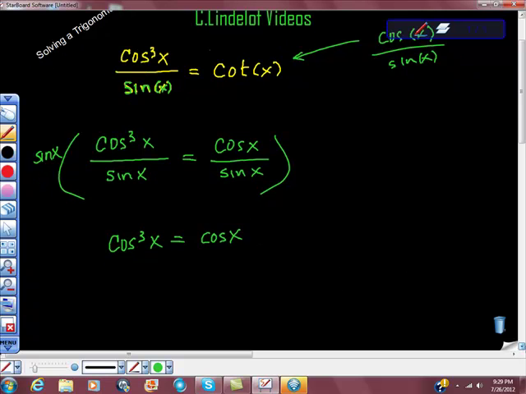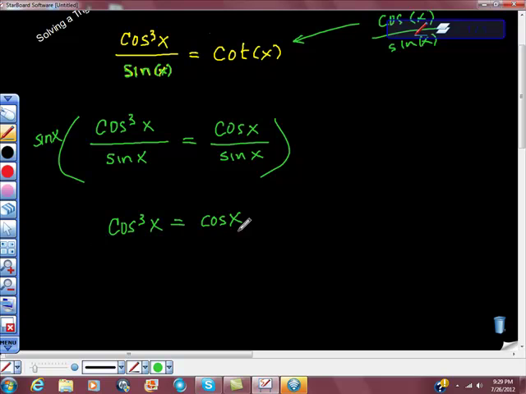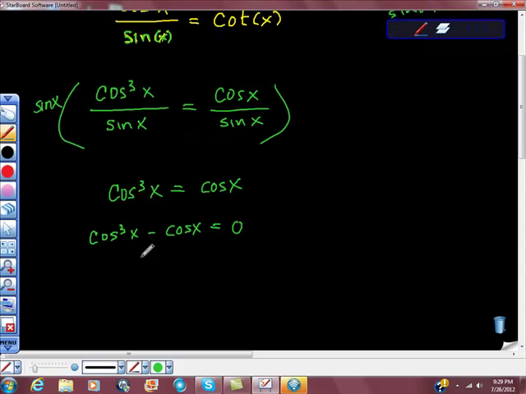Now I'm going to solve this by moving everything to the left-hand side. I'm going to just say that cosine cubed x minus cosine x. Hopefully you can see where I got that. I just moved this cosine x over to here. And then I'm going to factor out cosine of x. So I have cosine x times cosine squared x, right? If I multiply this times this, I get that back, minus 1 is equal to 0.